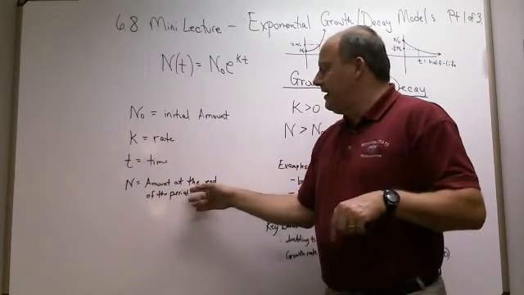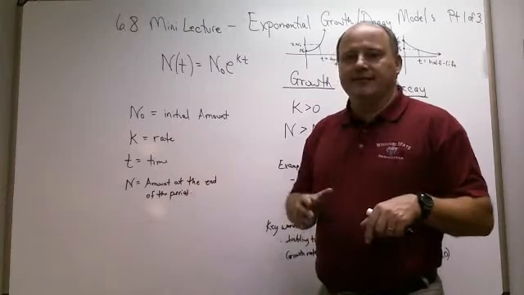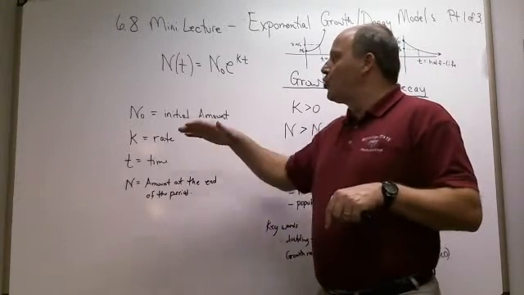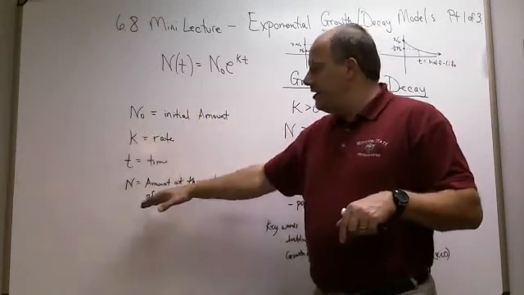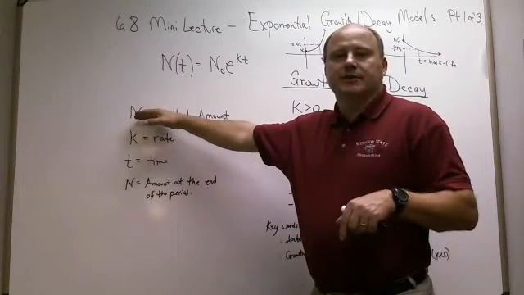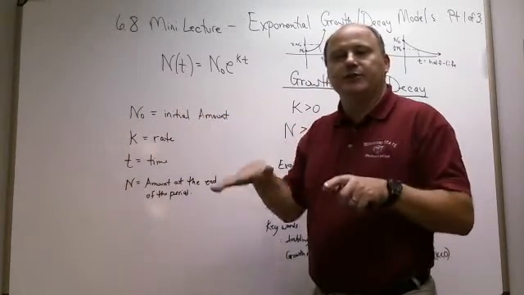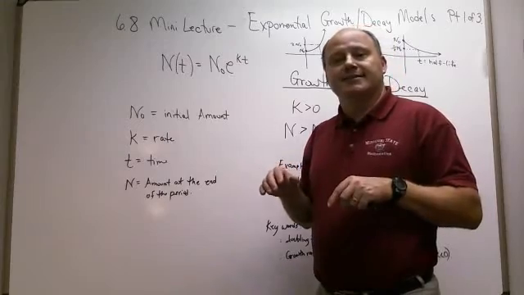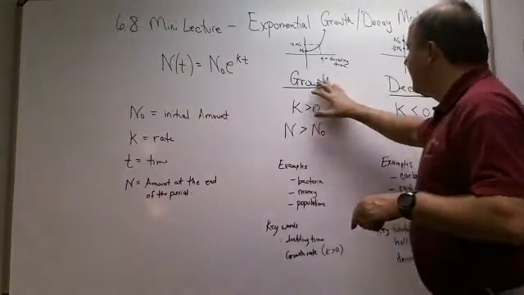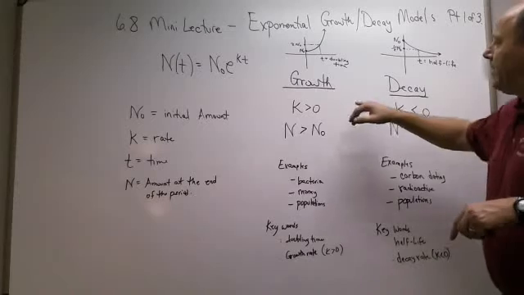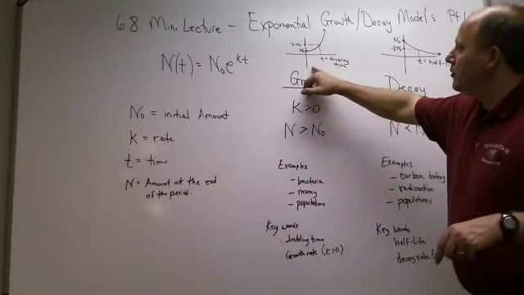N is the amount at the end of the period. It's how much you have at the end of the experiment. Now, if it's growing, N will be more than N sub 0. If it's decaying, that means it's reducing in size. It's going to be less than what you have originally. And I have the formulas for that over here. If it's a growth, this is kind of what the model looks like.